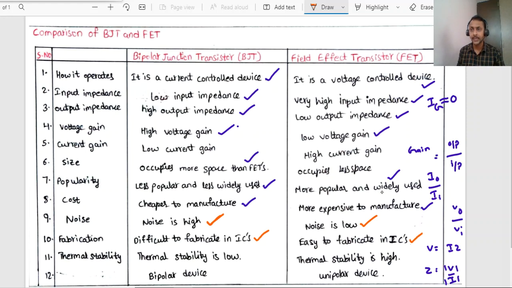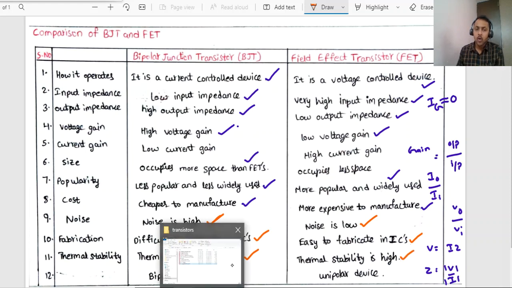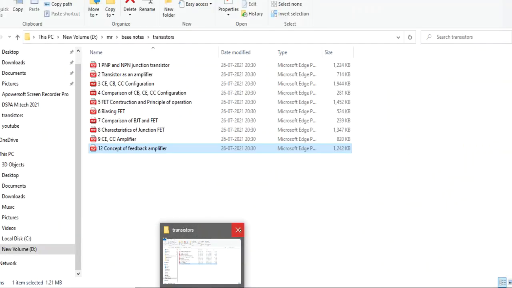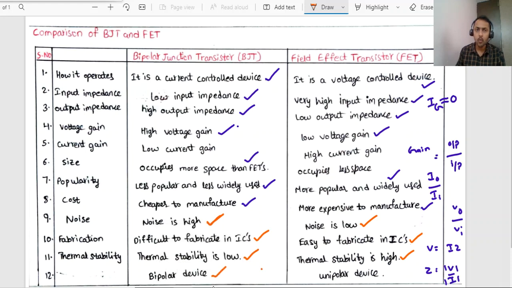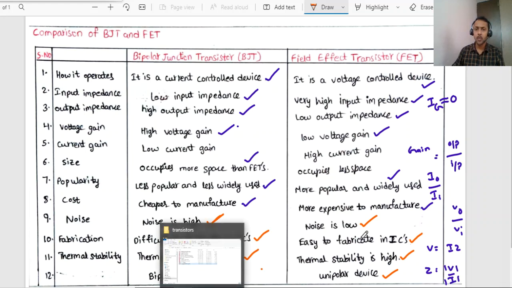Sometimes you can make a simple IC which is going to consist of some hundreds of transistors fabricated in a single IC, right? Thermal stability is low for BJT, thermal stability is high for FET. Now BJT is a bipolar device, whereas the field effect transistor is a unipolar device. Bipolar and unipolar, right.